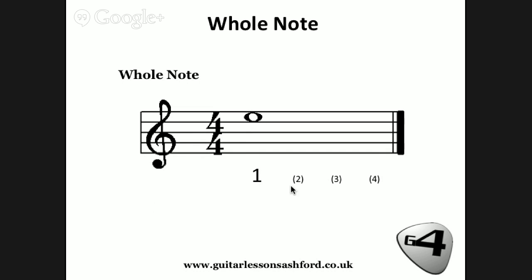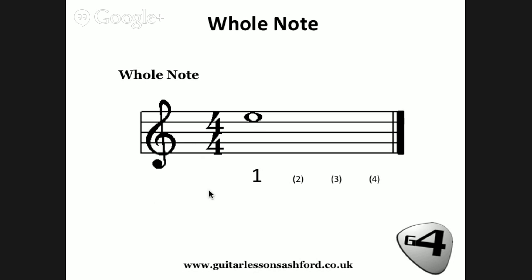I've put the counting underneath it, and we have our 4s now, which we didn't have before. The 4s tell us that there's 4 beats in the bar. That's our time signature. Now, time signatures can change, but 4/4 is the most common one, so that's the one we're going to look at today. So 4/4 means there's 4 beats in the bar. Our whole note, as we've already said, lasts for the whole bar, so that lasts for our 4 beats.